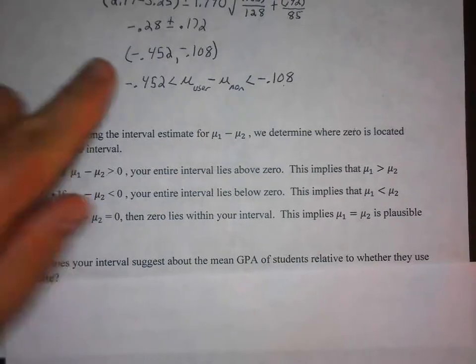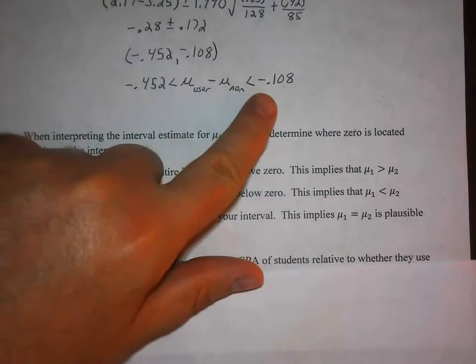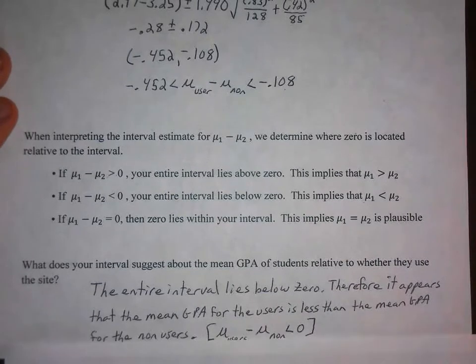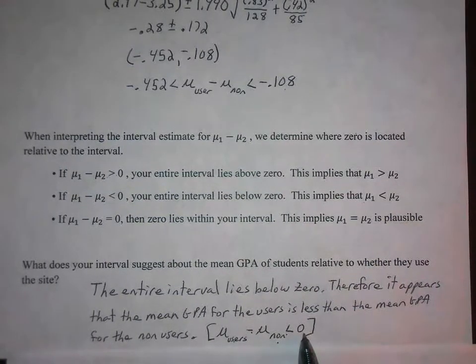Well, we already answered that. We have negatives on both bounds, so our entire interval lies below 0. Therefore, it appears that the mean GPA for the users is less than the mean GPA for the non-users. Okay, so it appears that the mean of the users minus the mean of the non-users is less than 0.